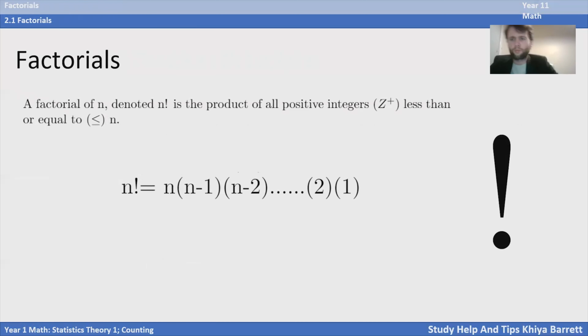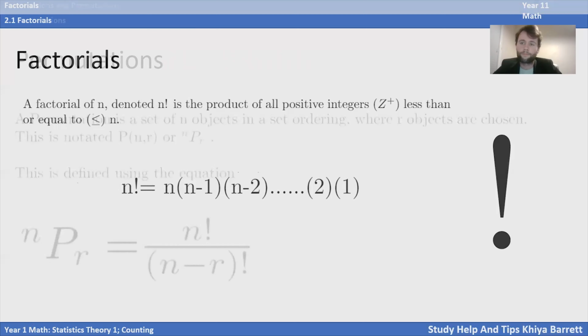Before we move on, imagine 3 factorial. What would that be? That would be 3 times 2 times 1. You get it? 5 factorial: 5 times 4 times 3 times 2 times 1. It's just all the integers up until n.